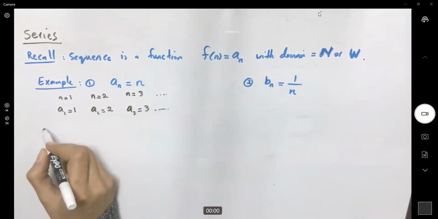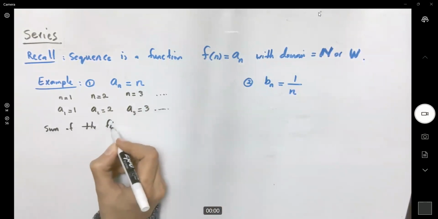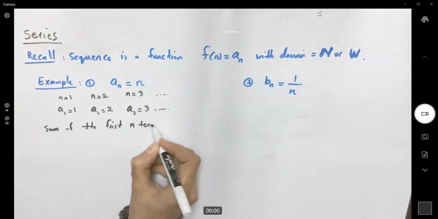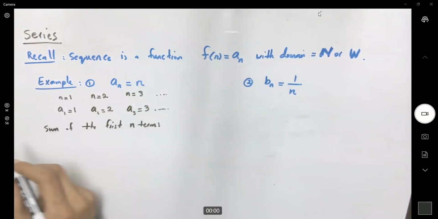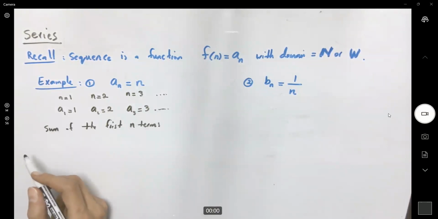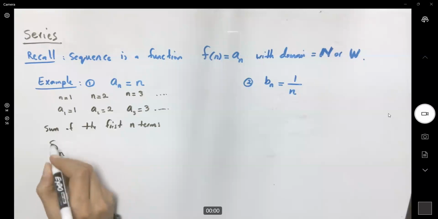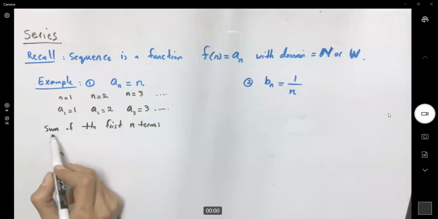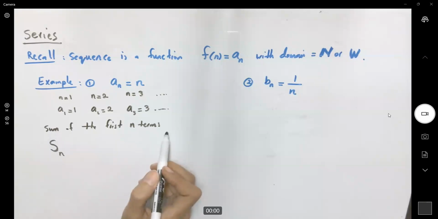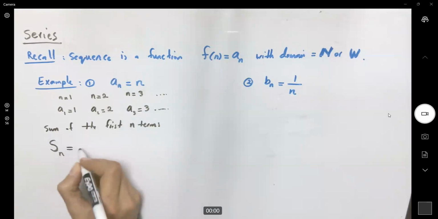So if I ask you to find the sum of the first n terms, what are you going to do? You're going to start adding these numbers. You're going to add a1, a2, a3, and the rest of them. You denote it by s sub n. So s sub n, as we introduced yesterday, is the sum of the first n terms of this sequence. We call it the partial sum.